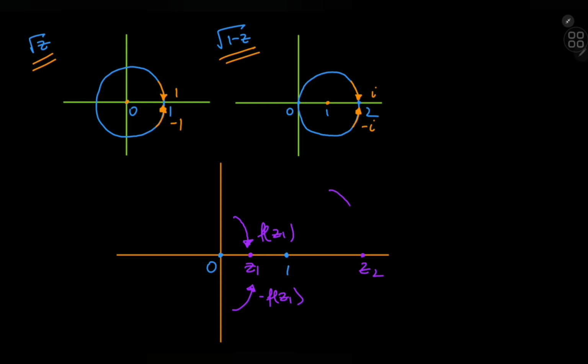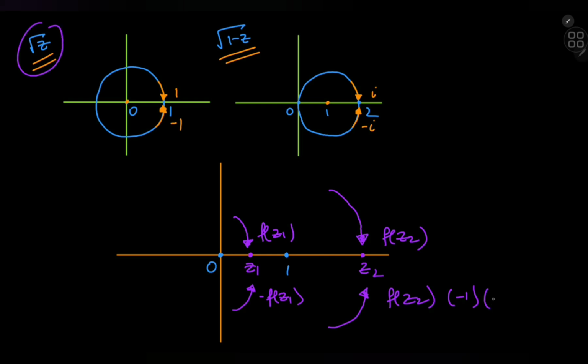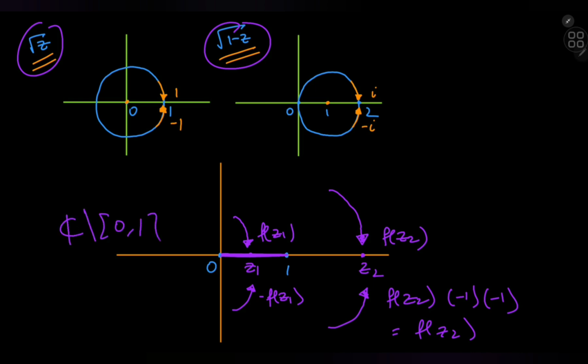Well, if you approach it from above, then you get f of z sub 2. Whereas if you approach it from below, then you get f of z sub 2 times a phase factor of -1 because of square root z, and a phase factor of -1 again because of square root 1 minus z. So this is f of z sub 2, which means that our function is continuous outside of this strip. So the branch cut we need is this line of unit length over here. So we can define f of z to be continuous on the slit plane C excluding 0 and 1, which is pretty cool.